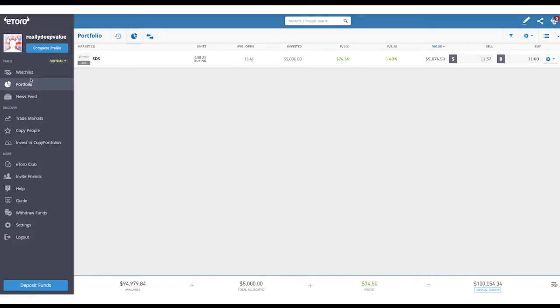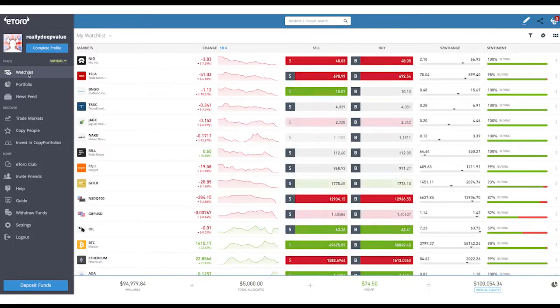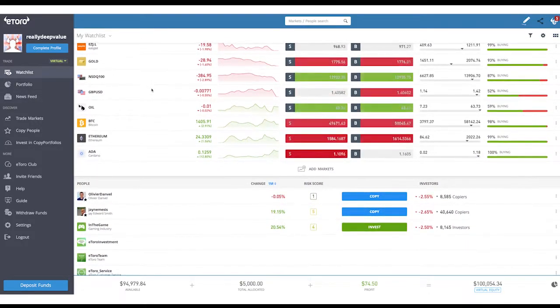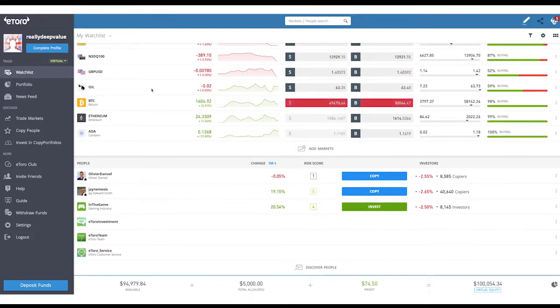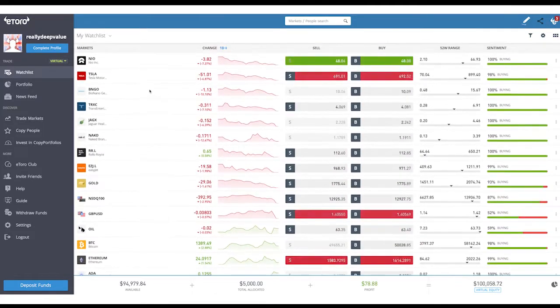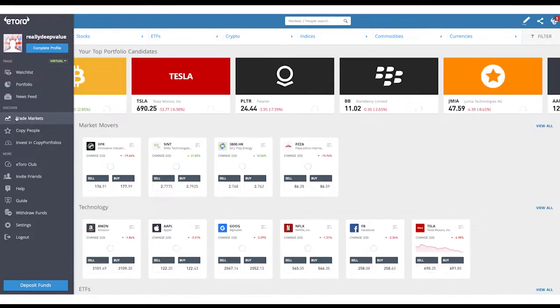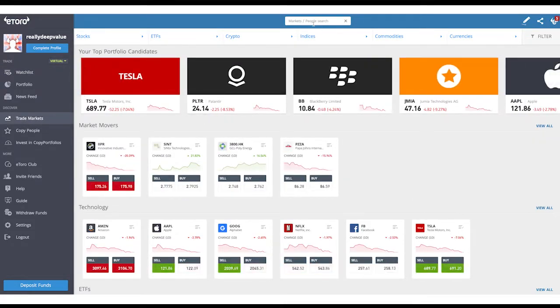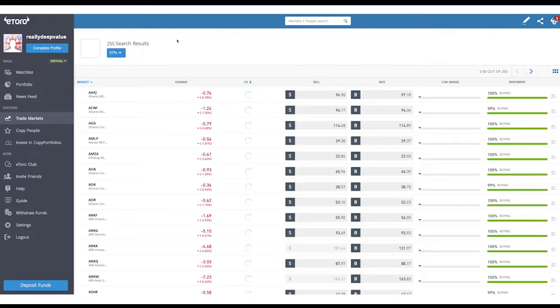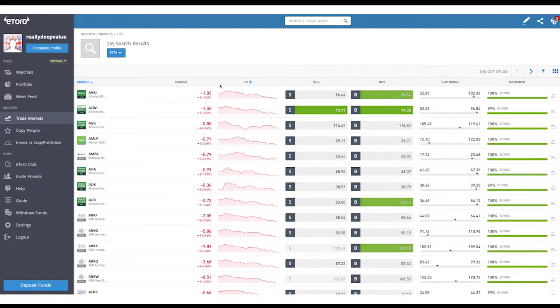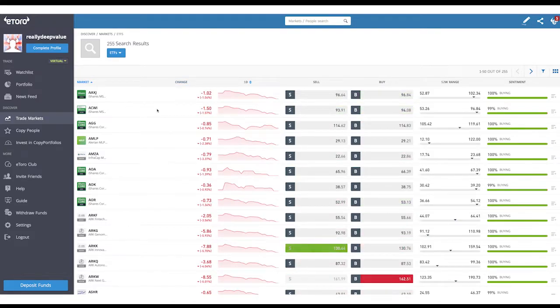Now, we are going to purchase a crude oil ETF. To do so, we'll go to Trade Markets, and then ETFs from the Instruments and Asset Classes menu.